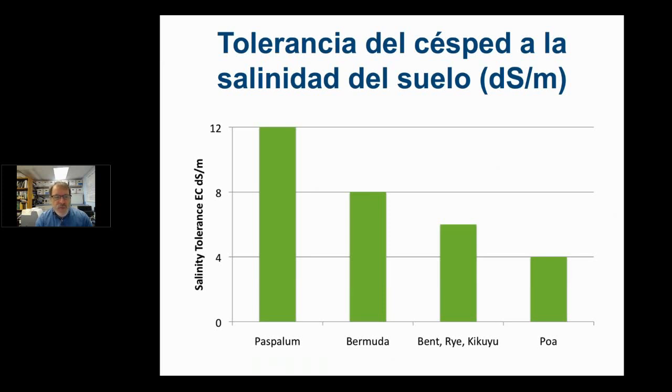I just put this up as a reminder of the tolerance of turf grass varieties to soil salinity. POA is the most sensitive at 4 decisiemens per meter. Bent grass, ryegrass, kikuyu grass, which I don't think any of you have over there, around 6 decisiemens per meter. Bermuda around 8, and paspalum around 12 decisiemens per meter. And they'll perform fine at those levels.